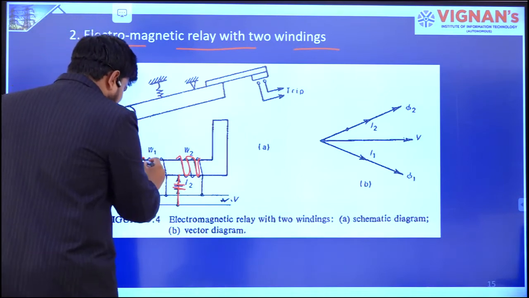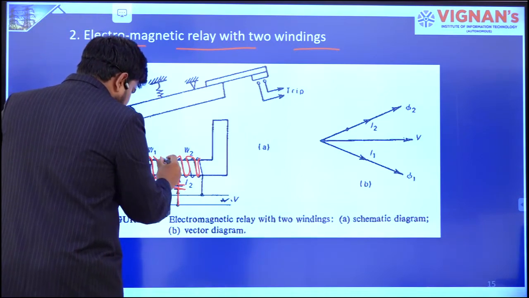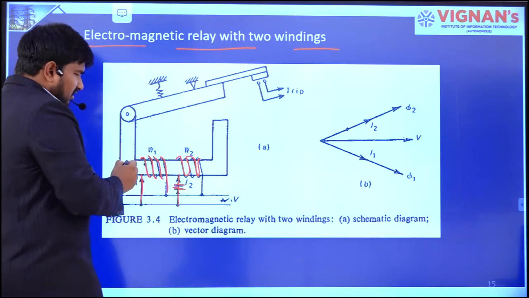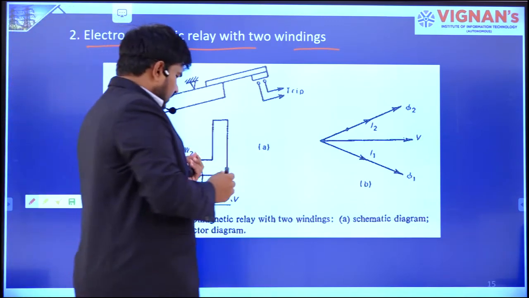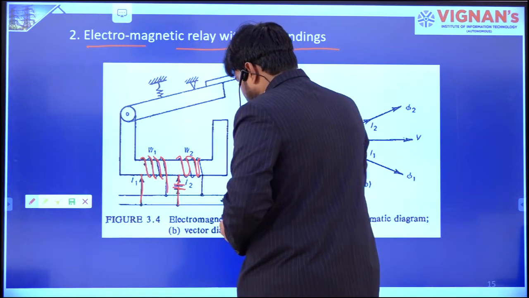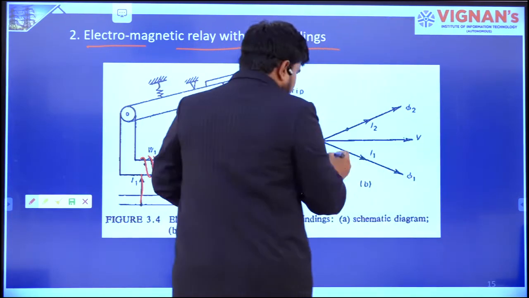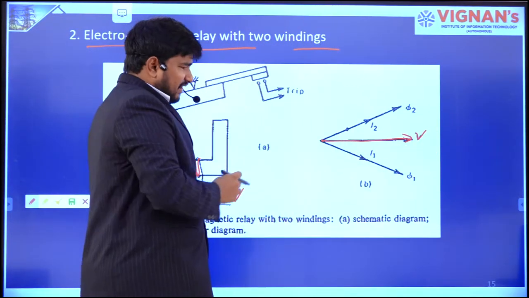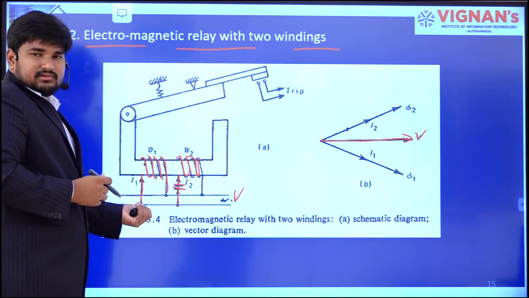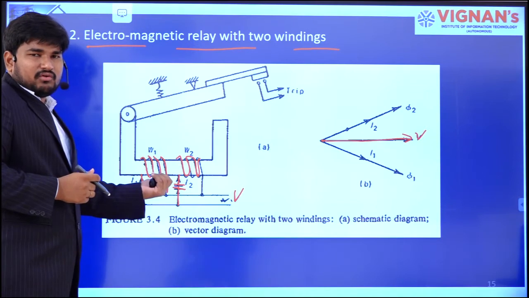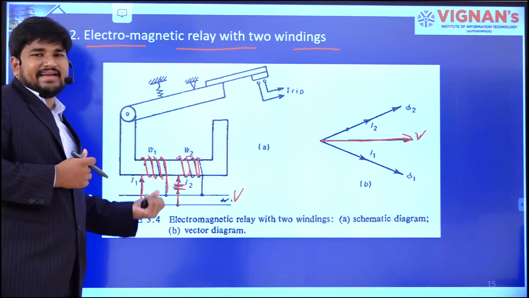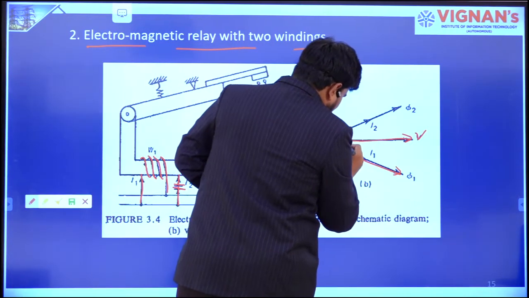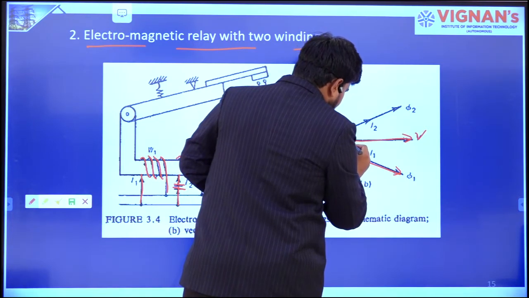And the first winding is directly connected to the supply itself, right? So that is the difference. Because of this, there are two currents. For example, I have taken this from the same supply, right? So I have taken V as reference. The phi 1, that means the flux generated from the coil which is directly connected to the supply, will lag behind the voltage by some angle phi 1.